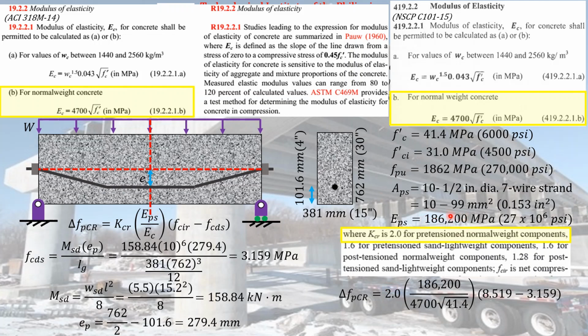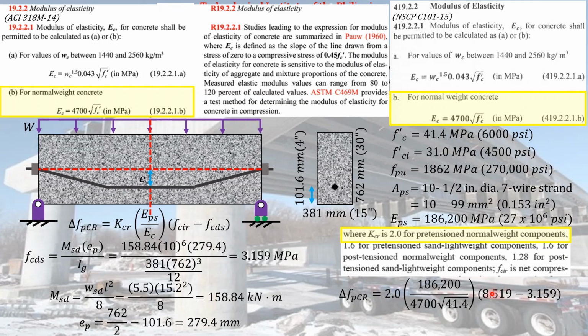So substituting all of those on this formula, substituting KCR equal to 2, and then the EPS, which is equal to this, and then the EC, which is equal to 4,700 square root of FC prime, which is this, and then the difference between FCIR minus FCDS, which are this. So again, you just have to disregard the sign for the FCIR, since it just pertains to the actual direction of stress, whether it is compressive or tensile.